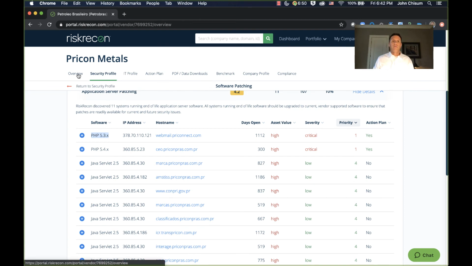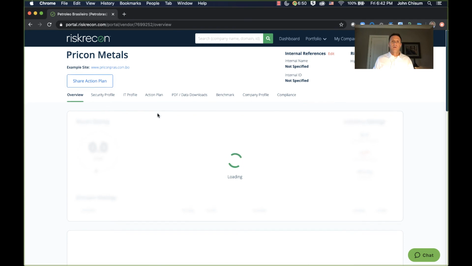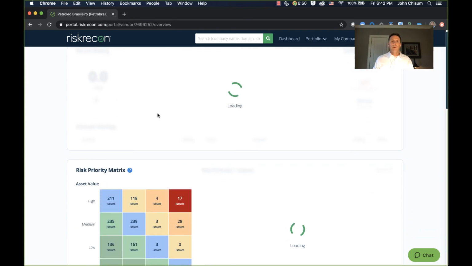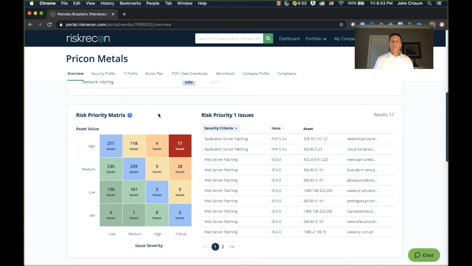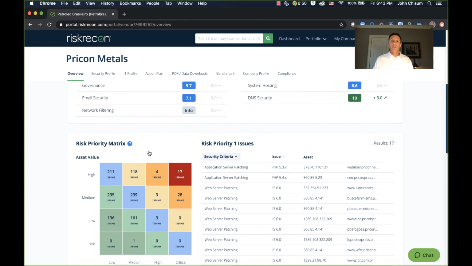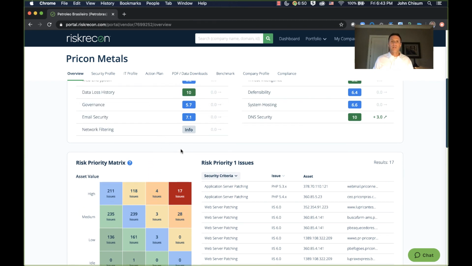Now we'll go back to the Overview tab. Scroll down a bit past the security ratings information, and in this case we'll see the first instance of the risk priority matrix within RiskRecon. In this case, this risk priority matrix is specific to the company listed at the top, and here you're seeing a full count of all of the issues discovered. These are all of the issues identified, all technically correct security issues across the entire footprint of the company. These are all of the issues that contribute to the ratings that you see up above.